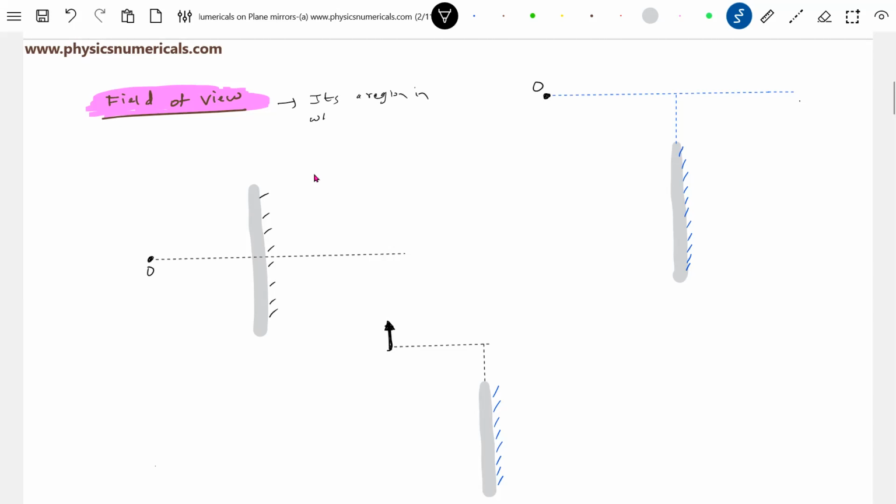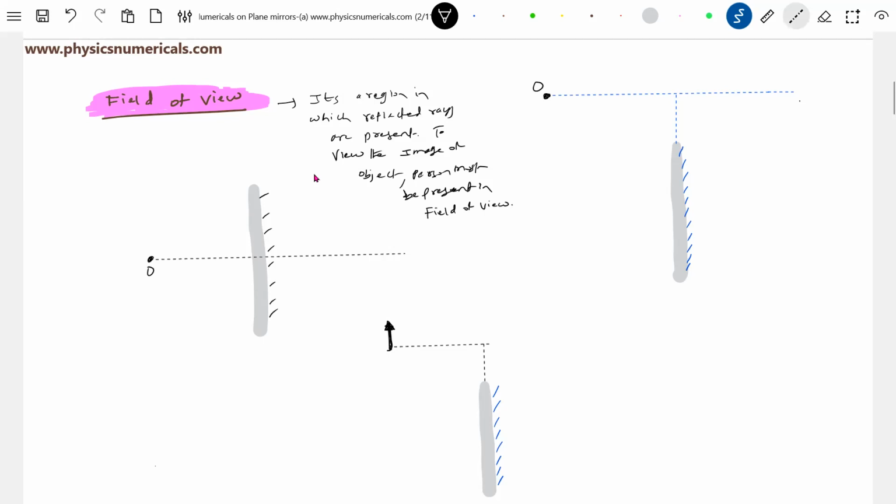So we'll put the idea for this one. It's a region in which reflected rays are present, and to view the image of the object, that person must be present in the field of view. There's one basic idea.